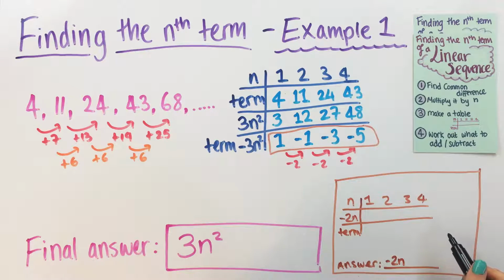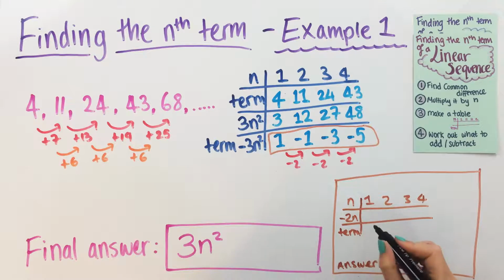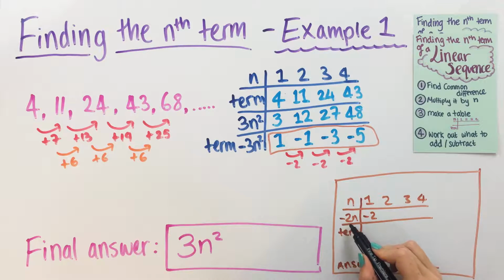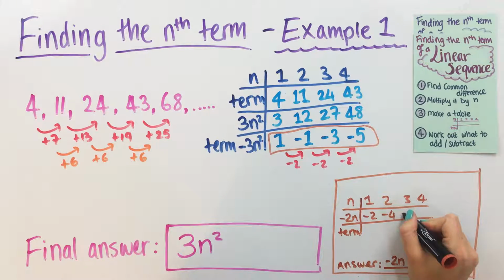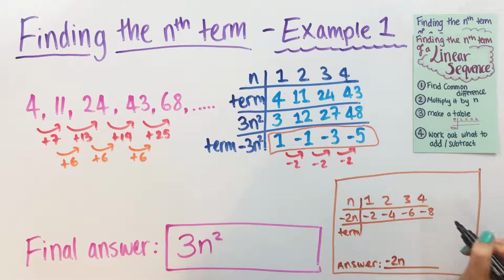Then we fill in the table by calculating. Minus 2n when n equals 1 is going to be minus 2. Minus 2n when n equals 2, minus 2 times 2 is minus 4. Minus 2n when n equals 3, minus 2 times 3 is minus 6. And finally we have minus 2 times 4, which is minus 8.